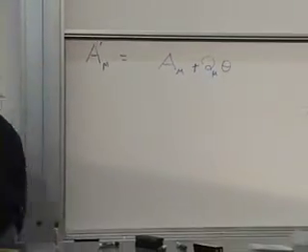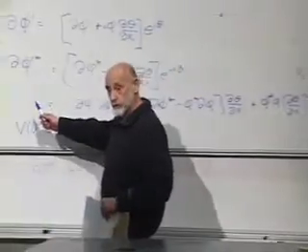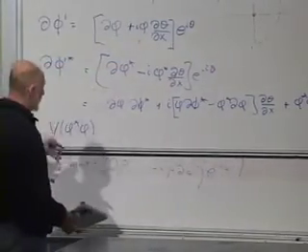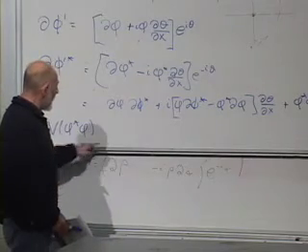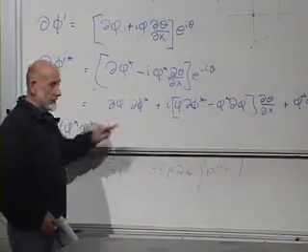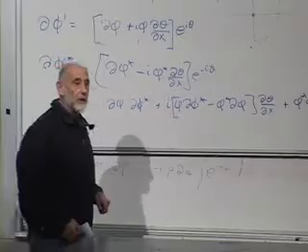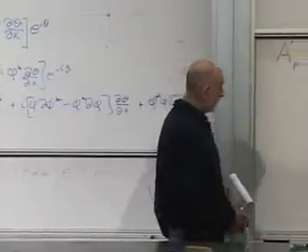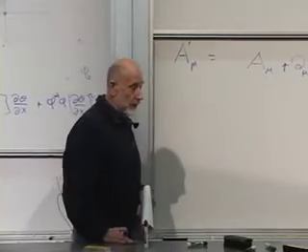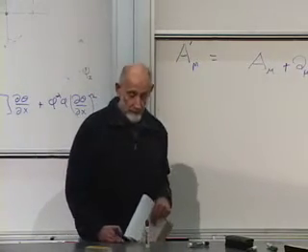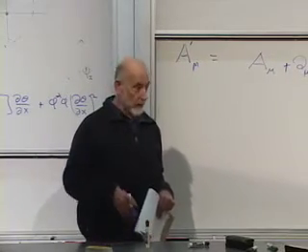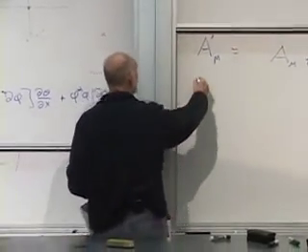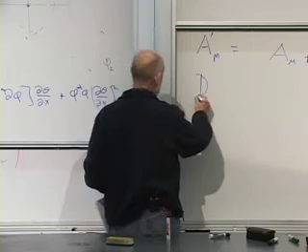Next, we have to change the definition of the Lagrangian. The new definition of the Lagrangian will be to replace ordinary derivatives by a new kind of derivative that's called the covariant derivative. It's not the covariant derivative of general relativity. It's the covariant derivative of gauge theory. And let me define it for you.